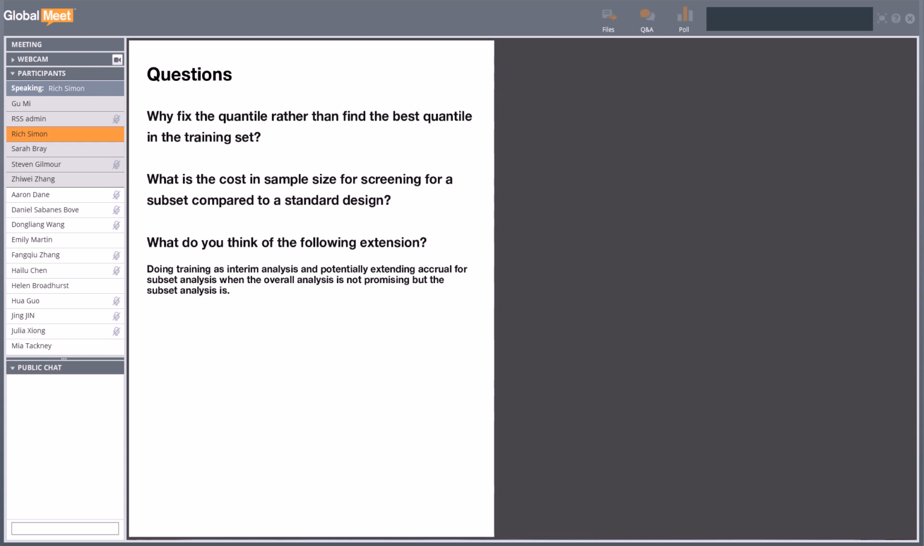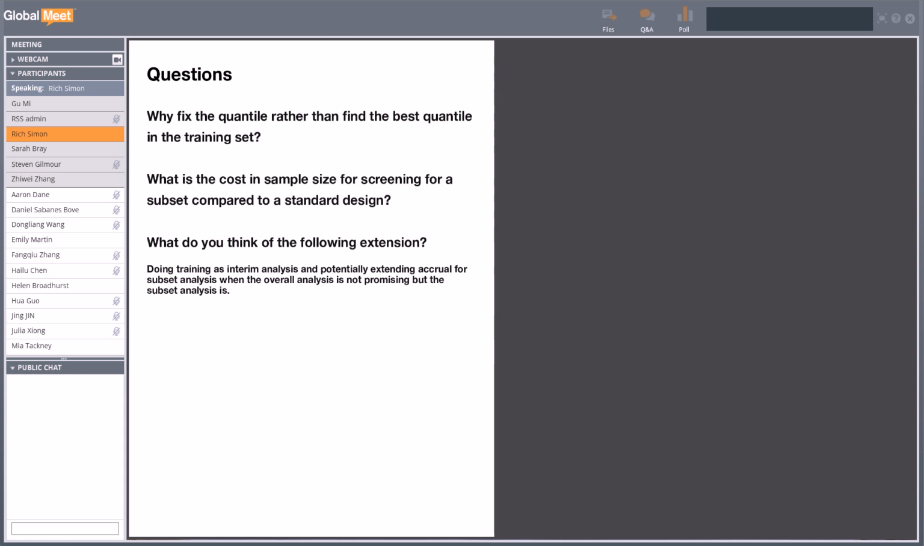Originally, in developing the adaptive signature design, I was looking at how much it costs, in the sense of how much the total sample size needs to be increased for getting reasonable power for identifying a subset effect, compared to if you were just doing the clinical trial, looking at the average treatment effect and not looking at subsets. And that's just an additional way of quantifying what this approach entails.